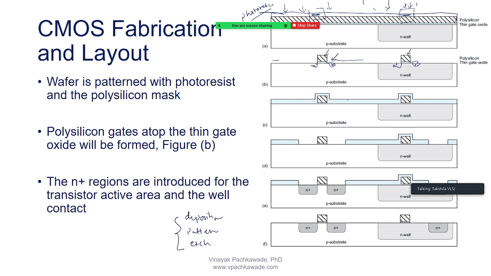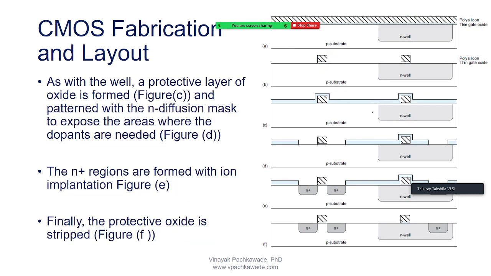Then what is the next step? I want to grow N plus regions again. Why N plus regions? Because I want to define source and drain. Again I will need to define the P plus regions. Why? Because I want to fabricate PMOS transistors, so P plus and P plus. So let's take a look at the N plus regions, how we will use that.